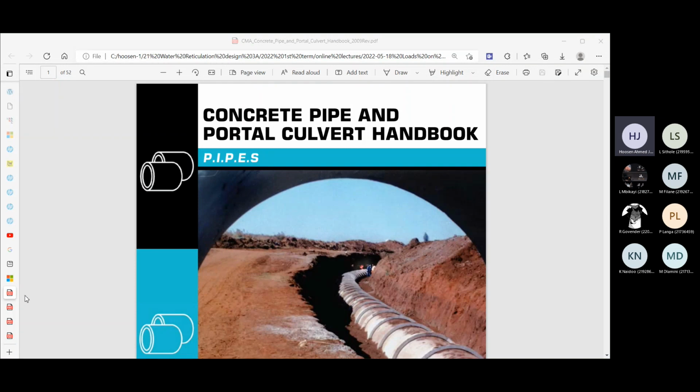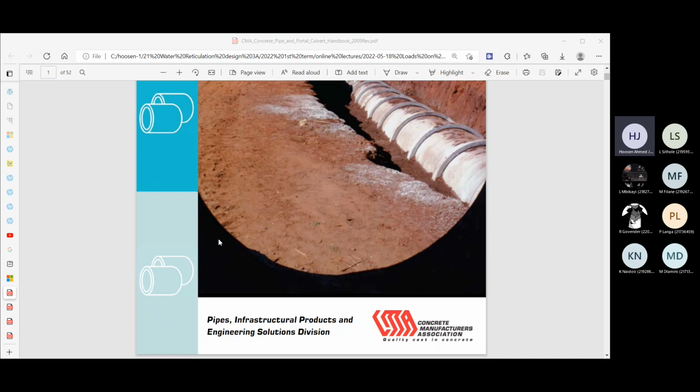For today's notes, I've come across over the weekend this pipe manual, and it also explains the section very well. It's a South African book, published by the Concrete Manufacturers Association. But it'll only deal with concrete pipes, which is a specific type of pipe, which we could regard as a rigid pipe. But it'll give you a good understanding of the loads that are applied on pipes.